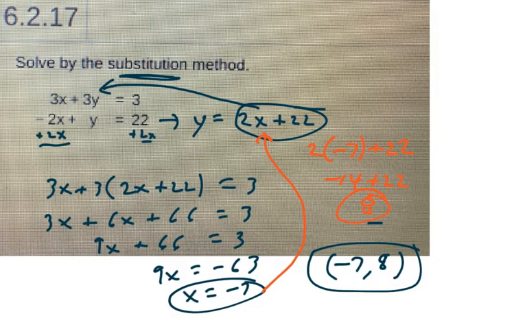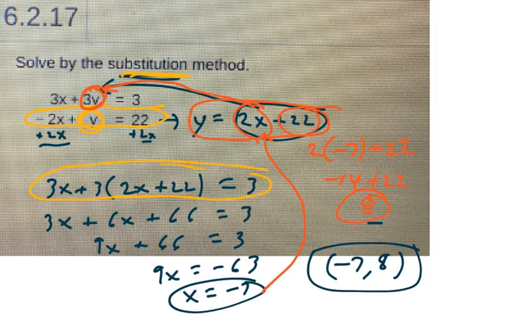Okay, this one right here, again, they want us to use the substitution method. So this one, because it only had a single y, I solved for y. That's what I did right over here. So all I did was add 2x to both sides. So 2x plus 22 equals y. Now I can plug 2x plus 22 in here in the other y. So if you look down here, this is my first equation, and right here is where I plugged in 2x plus 22.